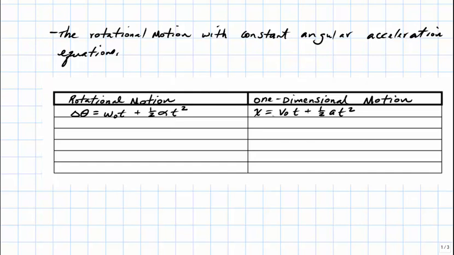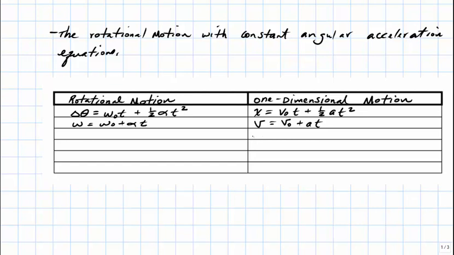The next equation that I'd like to introduce is v equals v0 plus at. Now on the left-hand side, v is represented by omega. Rather than v0, we'll introduce omega 0 plus, rather than a, we'll introduce alpha times t. So that's our second equation.